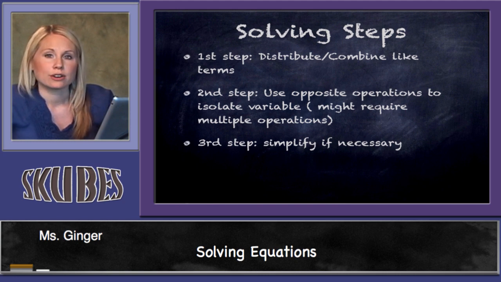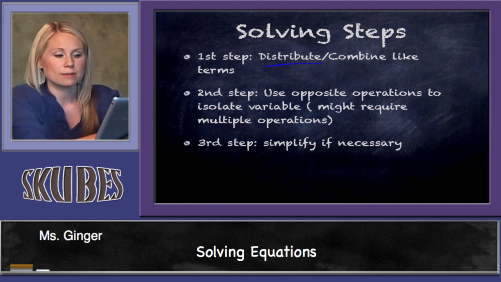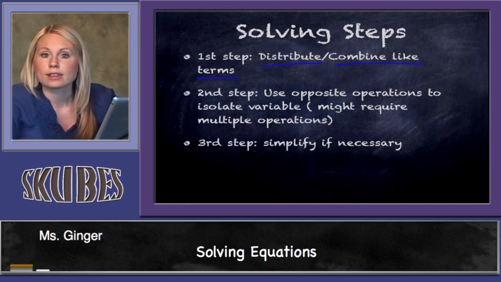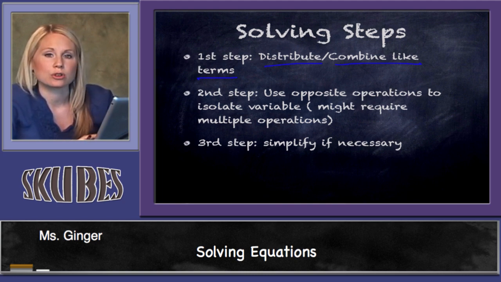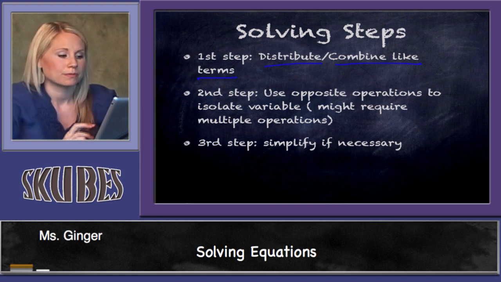So your strategy here, first off, is going to be to look for things that need to be distributed and also combine your like terms. Like terms are the things that are alike. Your plain numbers can go with other plain whole numbers. Your similar letters can go together, so you'll be on the lookout for that.